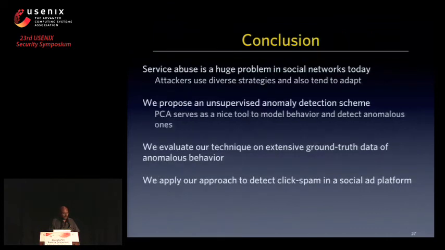To conclude my talk, I started off by saying that service abuse is a huge problem in social networks today, and attackers are smart. They use diverse strategies and try to adapt. So we propose an unsupervised anomaly detection approach to catch misbehaving users. And we find that principal component analysis is a nice tool to model user behavior and find deviant behavior from normal. We evaluate our technique on extensive ground truth data of real like spammers on Facebook.